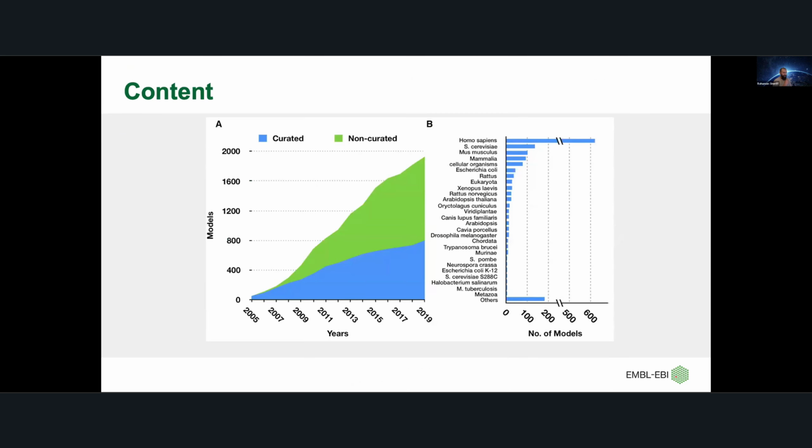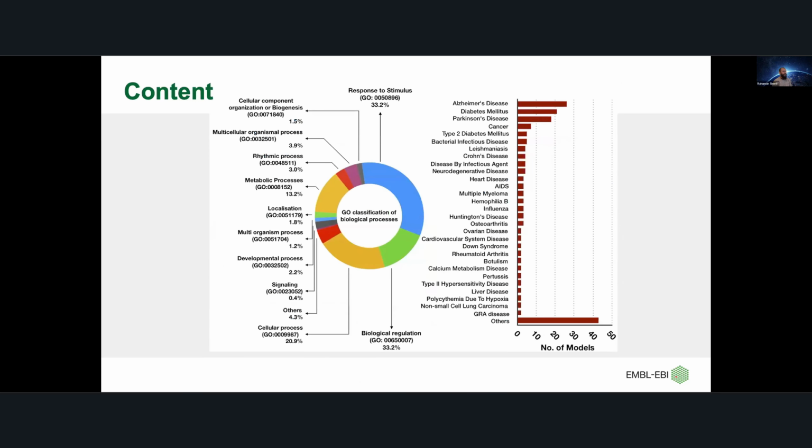It has grown further, and we cover various organisms, a big collection of models from humans, and of course there are also models from yeast and mouse, and also for many microorganisms. And these models broadly cover various aspects of biological processes and various disease conditions. This is a quick snapshot, and of course this is growing and dynamically increasing depending on the submissions we get from the community members.